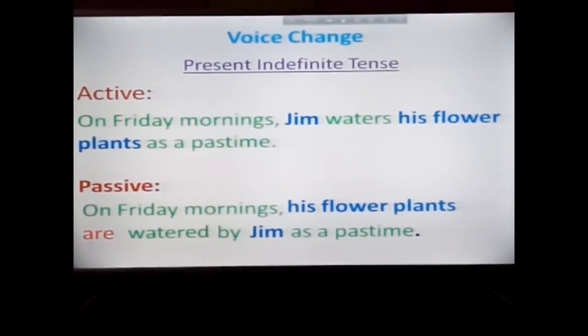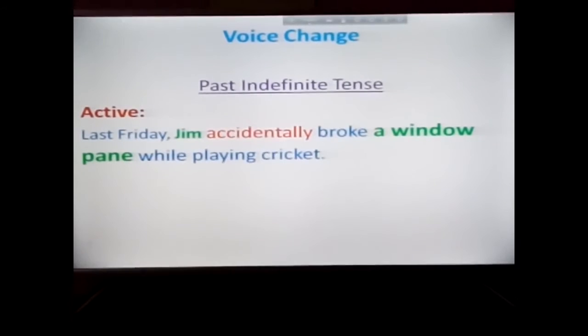There will be no grammar error, everything will be fine. And this sentence is also nice as it is, nothing wrong with it either. Okay, let's see another example in the past indefinite tense.